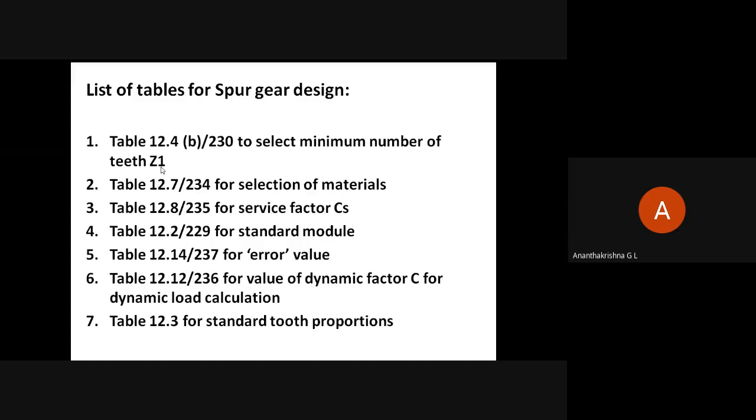So the service factor, if not given, we will take it as 1.5. Otherwise, if the condition is given, go to table 12.8. Choose the appropriate value, whether it's medium shock or heavy shock, or what is the number of hours of operation. Accordingly, we choose the value of service factor CS. This is to be used in the tangential tooth load equation given by 1000 P into CS by V. Note it down.